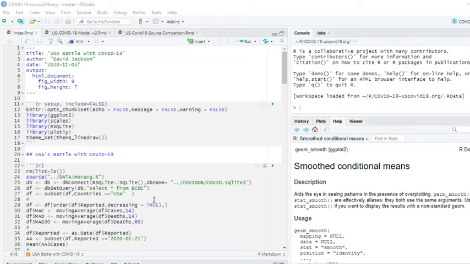Let's go ahead and run the report for the U.S. and see exactly what's going on.